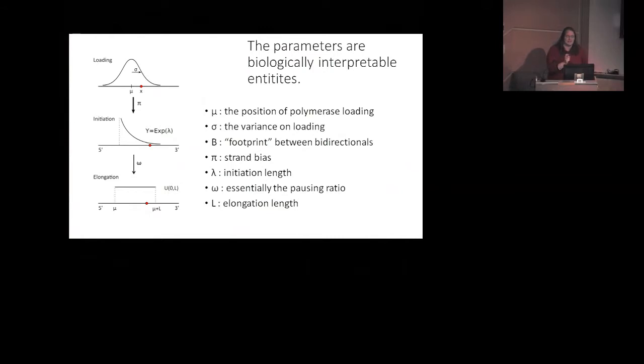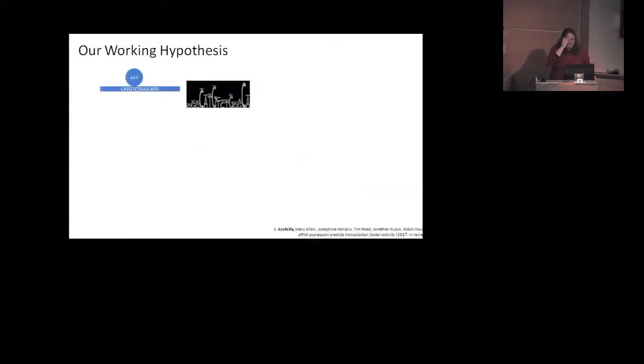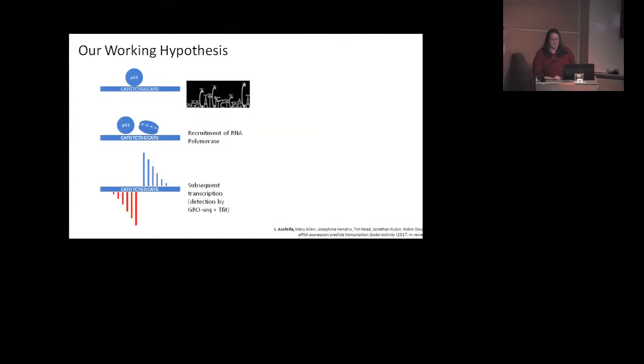We see changes in every one of these parameters between data sets dependent on particular perturbations. But for the sake of the rest of this talk, I'm only going to focus on mu, or the position of polymerase loading. So our working hypothesis is that a transcription factor binds to DNA with some recognition motif, and in so doing recruits polymerase to that location and gives rise to one of these bidirectional transcripts.